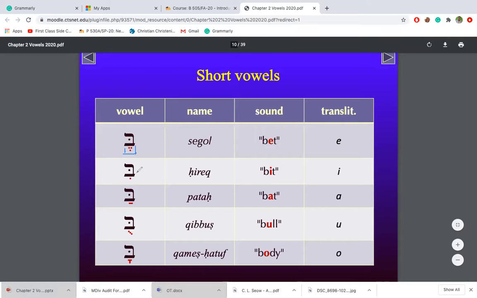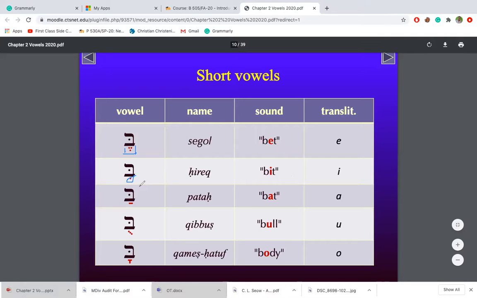The next one is this, the hiriq, and that is the I class vowel. So you pronounce this as bi. So bits, bet, right, the E and the I class vowel.